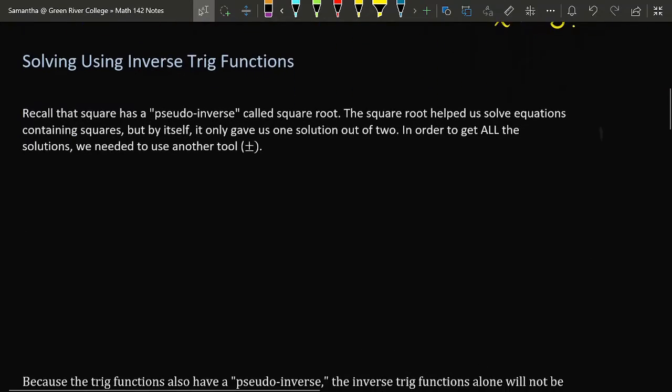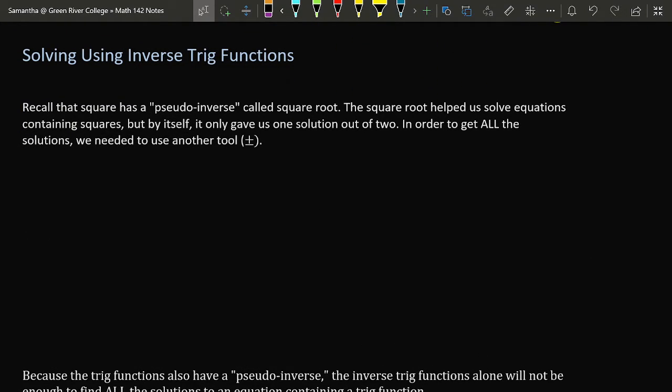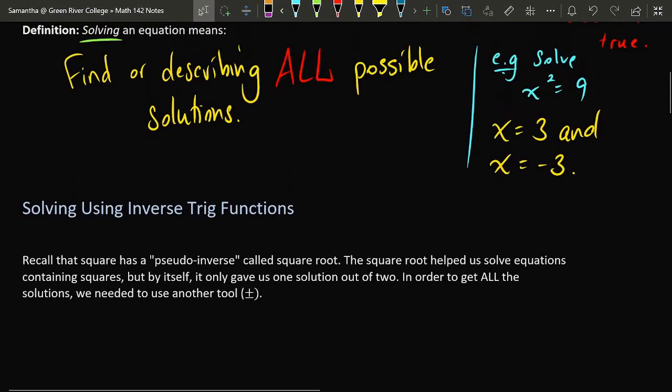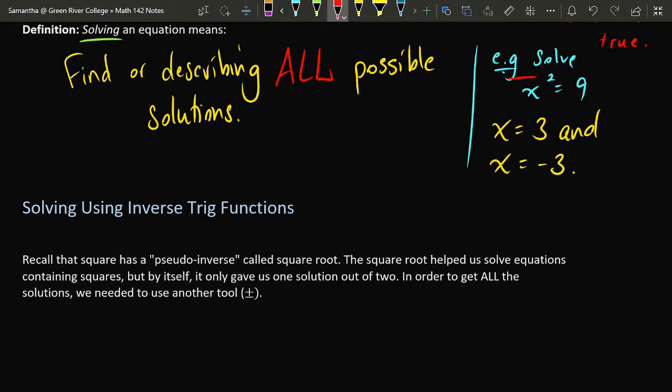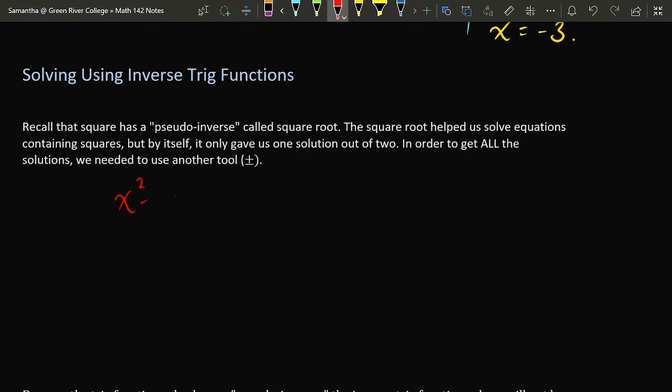Okay, so two videos ago, we established the fact that the square function is not invertible because its graph does not pass the horizontal line test. And as a result of that, it didn't have a true inverse, but it had sort of a fake inverse, which was called square root. Now, the square root function can help us to find one solution to an equation like x squared equals 9. One solution is given by the output of the square root. Square root 9 is equal to the solution positive 3.